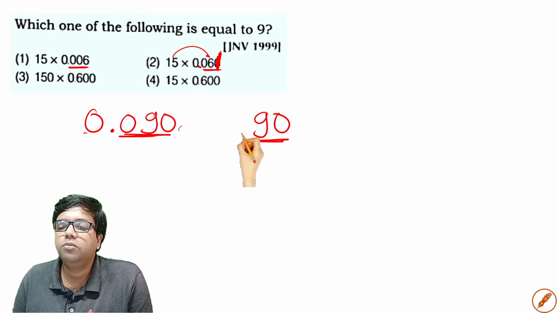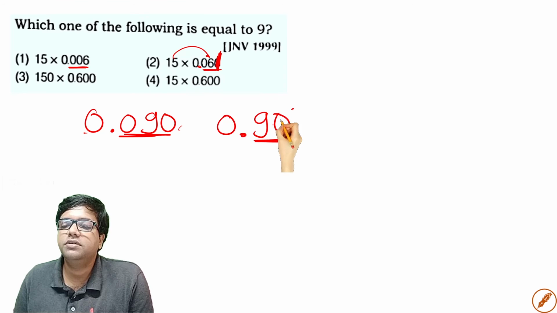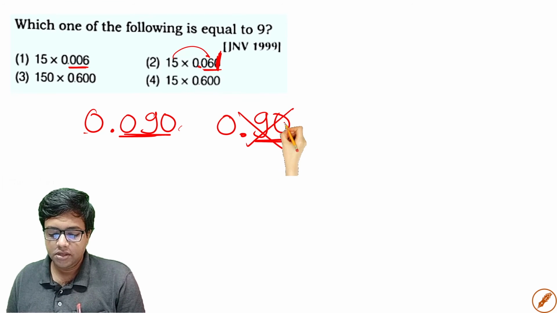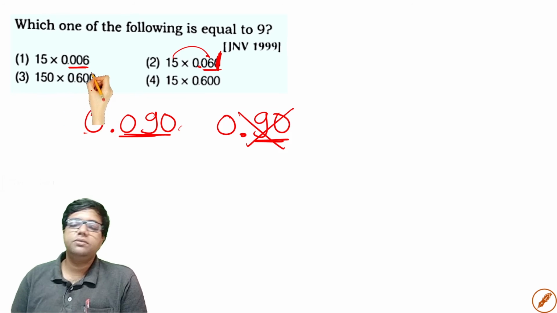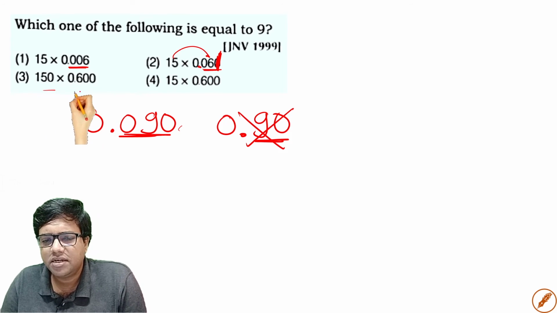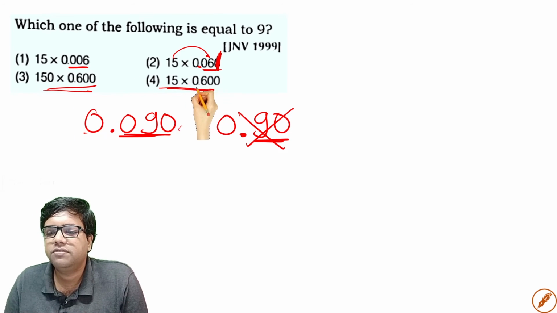So but you will keep both the digits after the decimal point, which is not equal to 9. So let's do the third question. 150 into, okay, this sounds a little odd, but let's do the fourth one first.